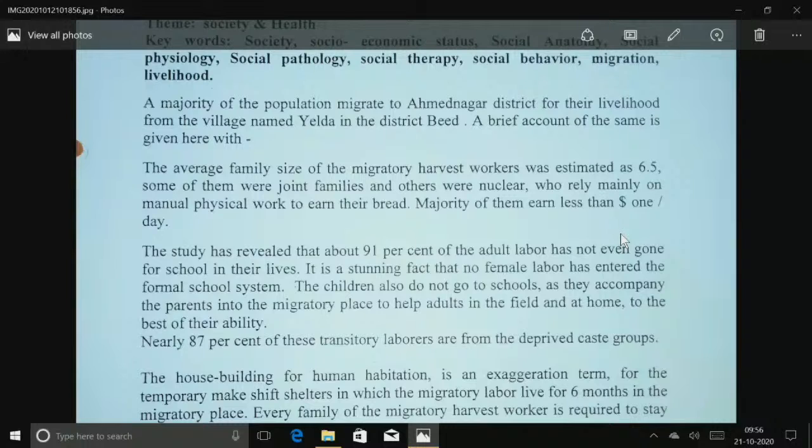So you can see this is about a population that is migrating to Ahmednagar district for their livelihood, and all the concerned problems of the scenario you will have to note while you are reading it. There are 2 pages for this scenario. There is part A and part B. After 5 minutes I will be displaying the part B.